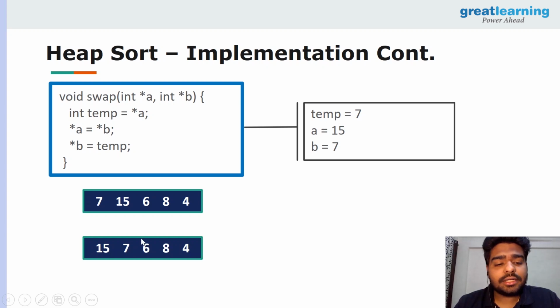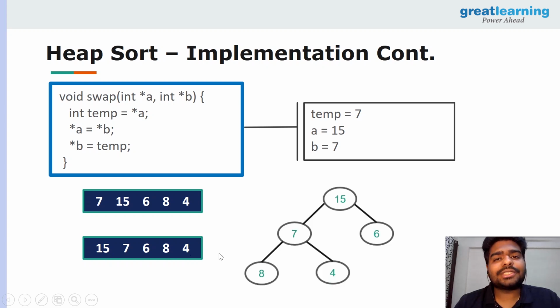Once this swapping is done, you will get this array, which is 15, 7, 6, 8, 4. Now this looks like a perfect max heap, because all the parent nodes are greater than the child nodes. 15 is greater than 7 and 6. Now look here, 7 is again an error coming here. That means we need to again do the heapify thing, and it will, because there's a for loop, right?